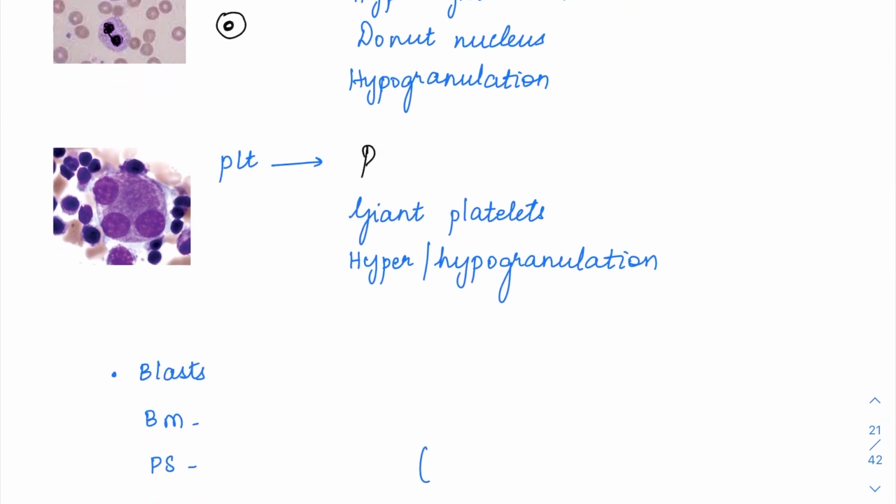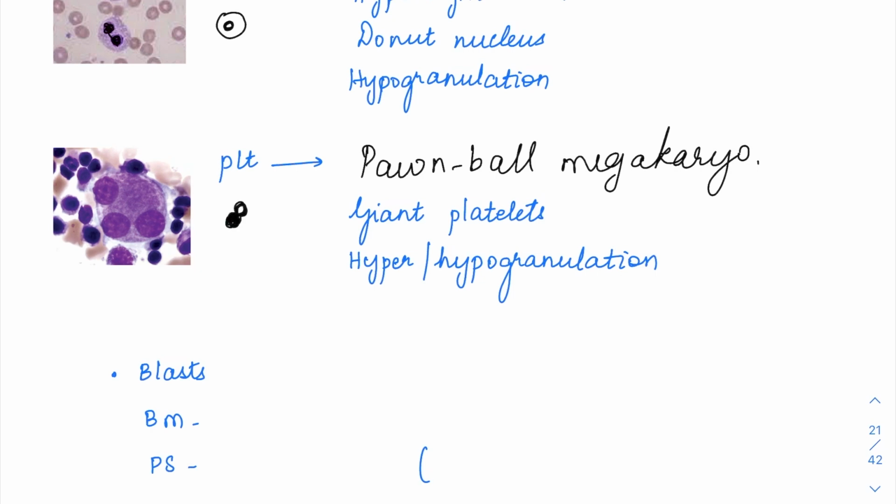In the platelet lineage, you are going to have something called pond ball megakaryocytes. These are megakaryocytes. Usually the nucleus is a single nucleus, but it is multi-lobated. It is not multinucleated, it is multi-lobated. But in pond ball megakaryocytes, it actually becomes 3 different nuclei. If you see, the nuclear lobes have been separated, and usually it is 3 lobed like this.